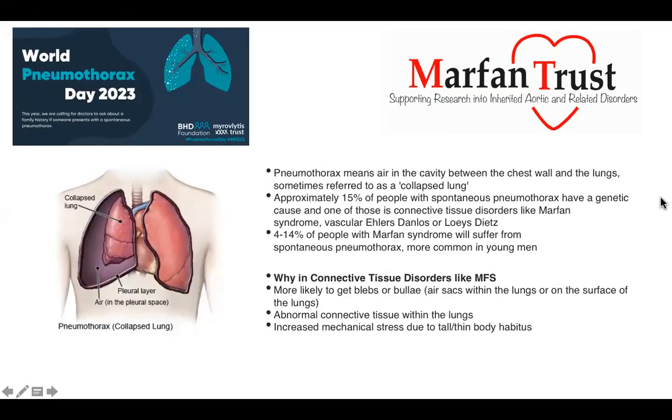On the third annual World Pneumothorax Day, the Marfan Trust has put together a quick guide to pneumothorax, a condition that affects a significant number of people with connective tissue disorders. Pneumothorax simply means air in the cavity between the chest wall and the lungs, as shown in this picture.